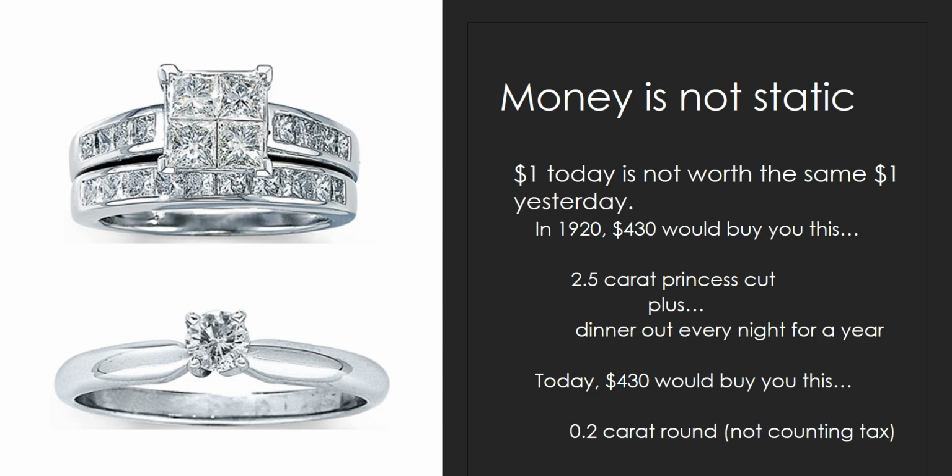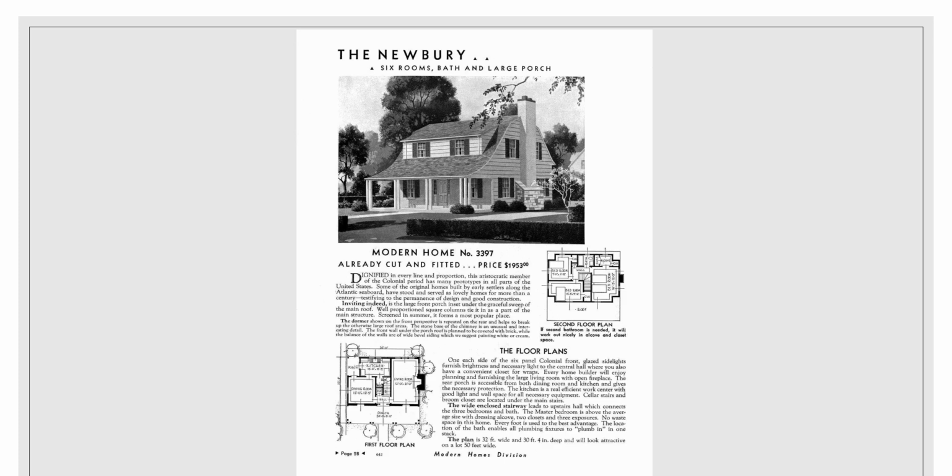We have increasing prices, mostly due to inflation. So here's another example of that. This is an ad from a Sears and Roebuck catalog in 1940. And you can see that this home, it was roughly 1,900 square feet, was selling for $1,953. It was a kit house. So certainly you couldn't buy this home, or the materials to build this home, for $1,953 today.